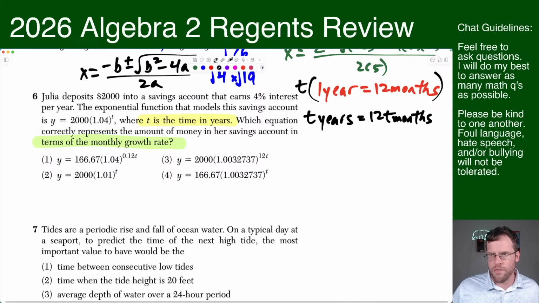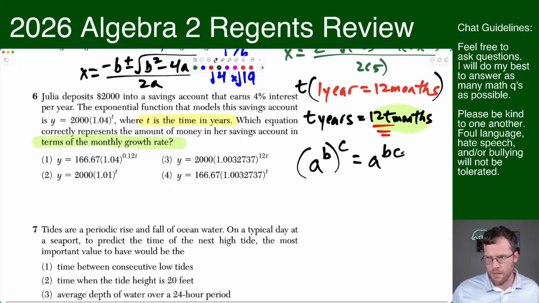And we're trying to write things in terms of the monthly growth rate, which means we really want to see this 12 times t in the equation. Okay, and then the next thing to know is this: A to the b to the c equals a to the b times c. So when I start with this equation over here, I'm going to take 2,000 and leave that alone. But the 1.04 to the t, I'm going to write it out two different ways.